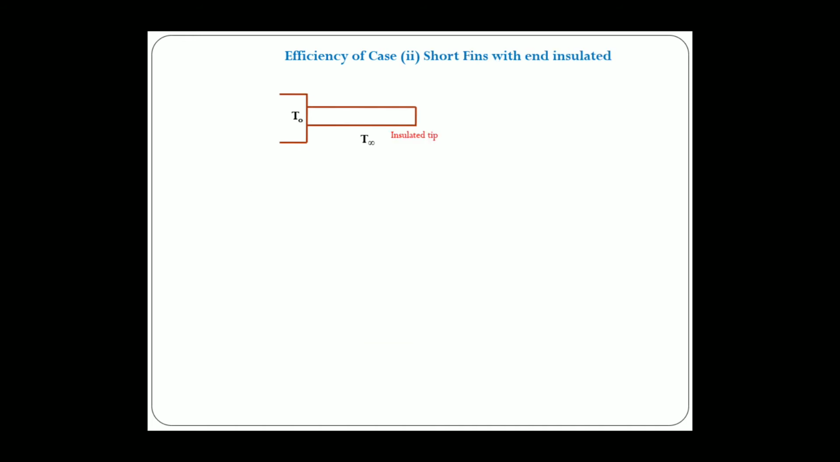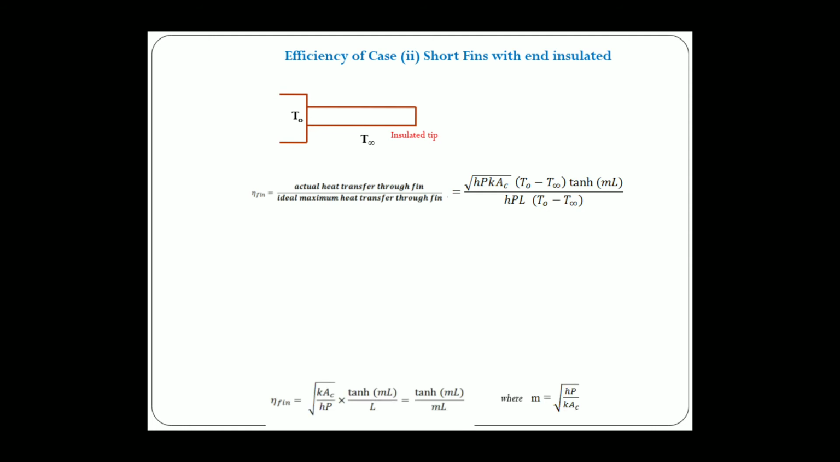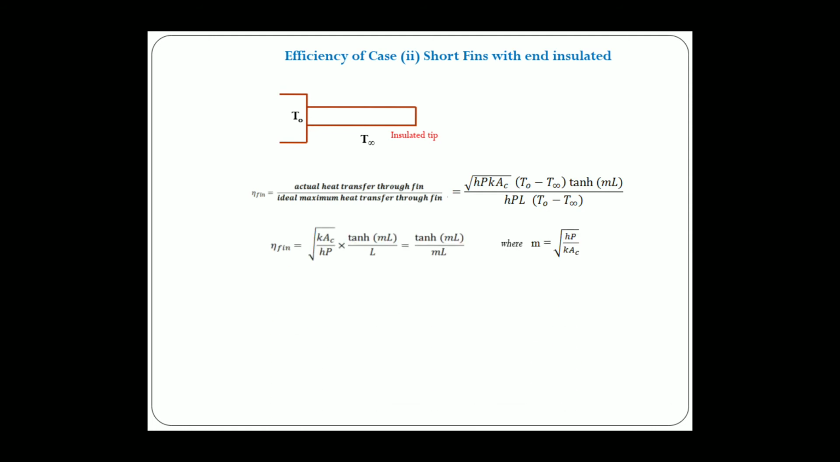Next we will discuss case 2, short fins with insulated end. Efficiency is actual by ideal. For this case, the actual heat transfer is square root of hPkA_c into (T0 minus T infinity) into tanh(mL), so one extra term, tanh(mL), is coming, divided by the maximum, h into P into L into (T0 minus T infinity). If you simplify this, you will get tanh(mL) divided by mL. So this is the expression for the efficiency of case 2 fins.